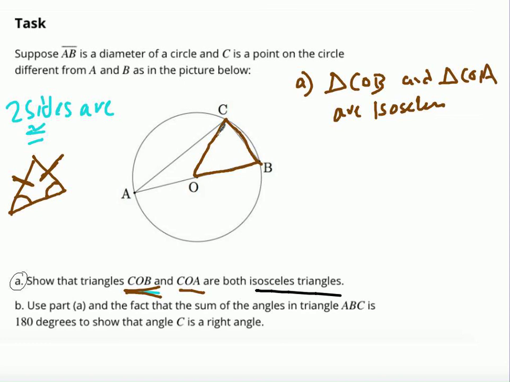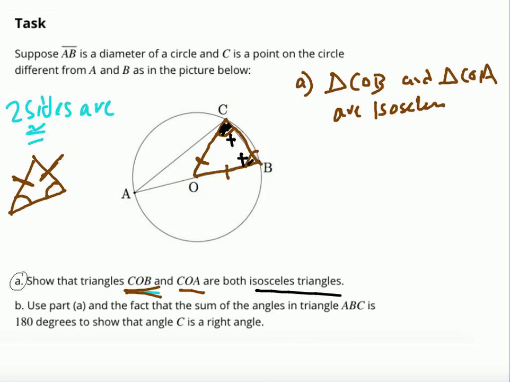So this side is congruent to this side, and this angle is congruent to this angle. So let's say we call this X. If this is X, this is also X, because these are congruent.